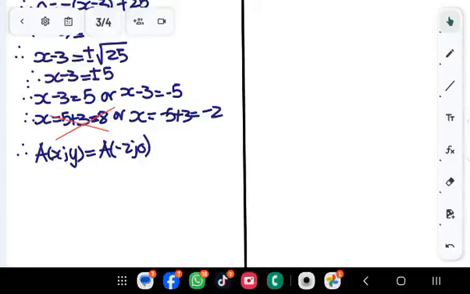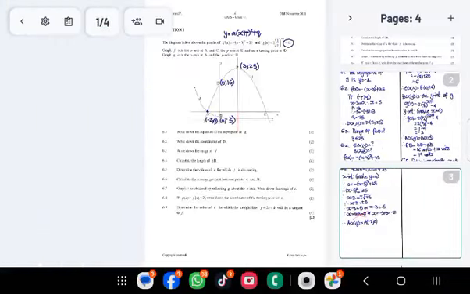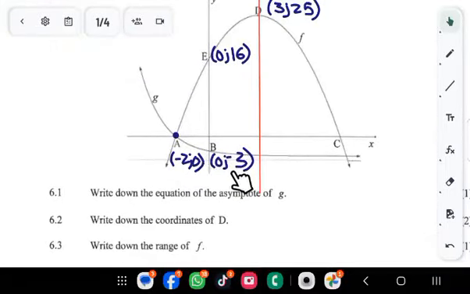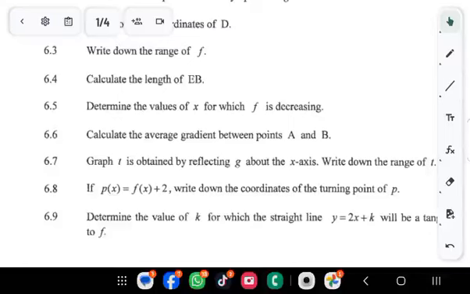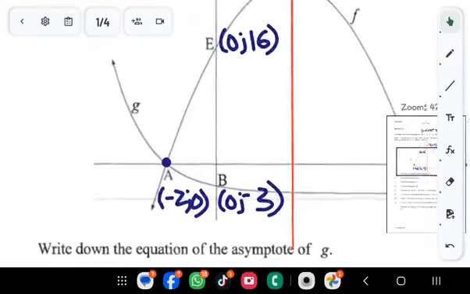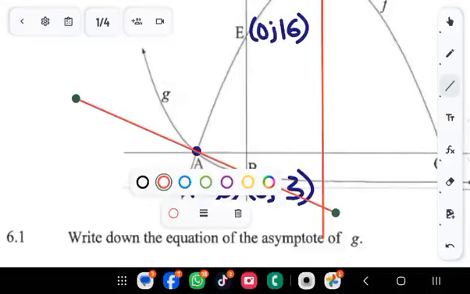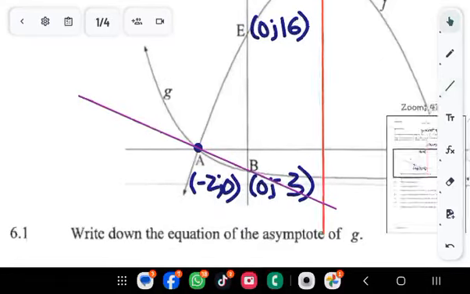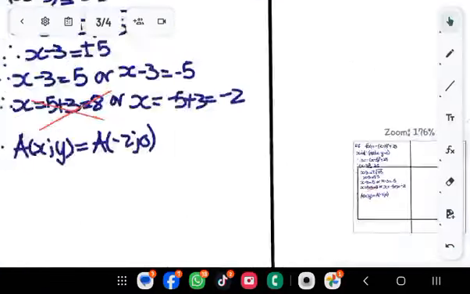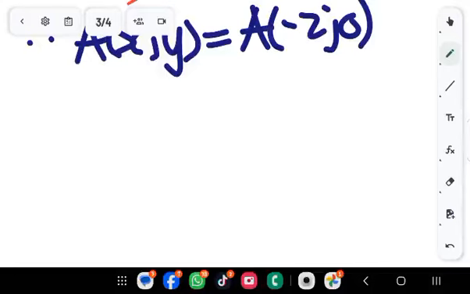All right, now let's find the gradient. Okay, we've got the coordinates of B as 0, negative 3, and the coordinates of A as negative 2, 0. And we are supposed to find the average gradient between the two points. All right, you can draw a small line there. Okay, the gradient between the two points, that's what we are trying to find. A is negative 2, 0, and B is 0, negative 3.